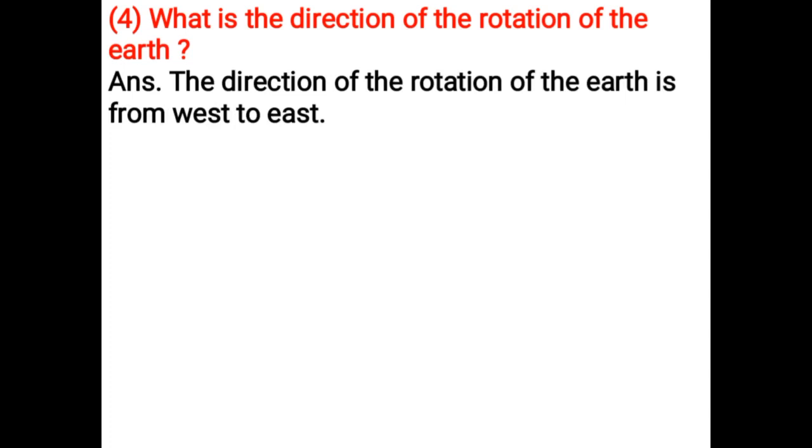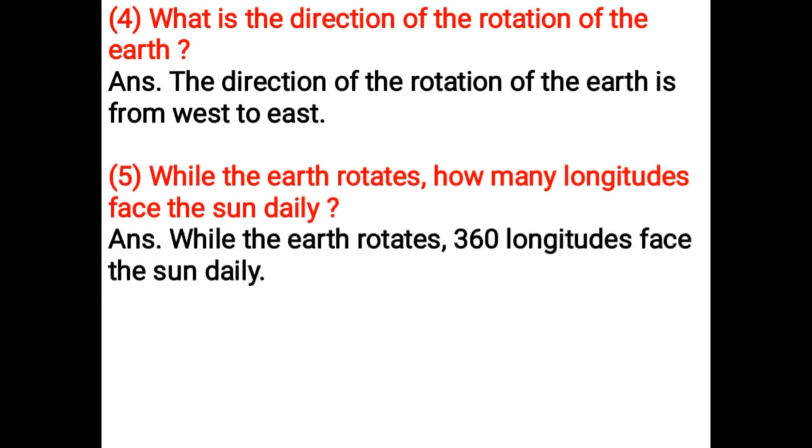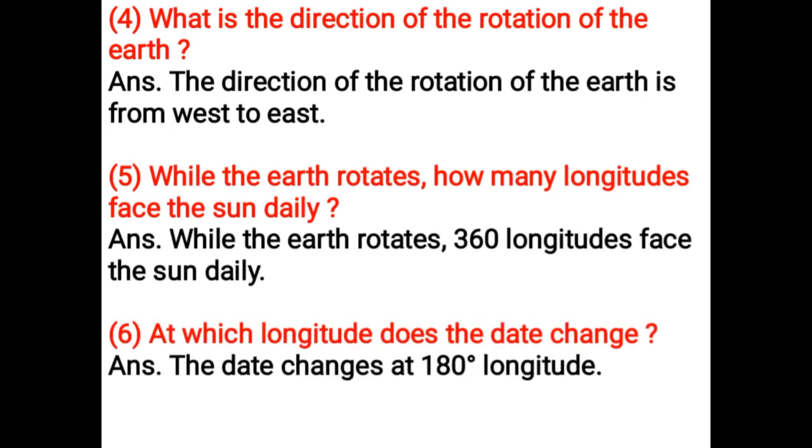The direction of the rotation of the earth is from west to east. While the earth rotates, how many longitudes face the sun daily? While the earth rotates, 360 longitudes face the sun daily. At which longitude does the date change? The date changes at 180 degree longitude.